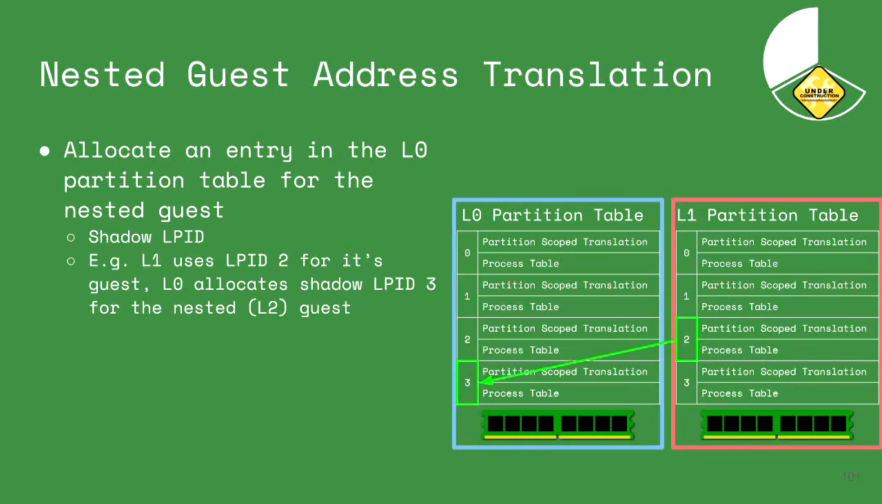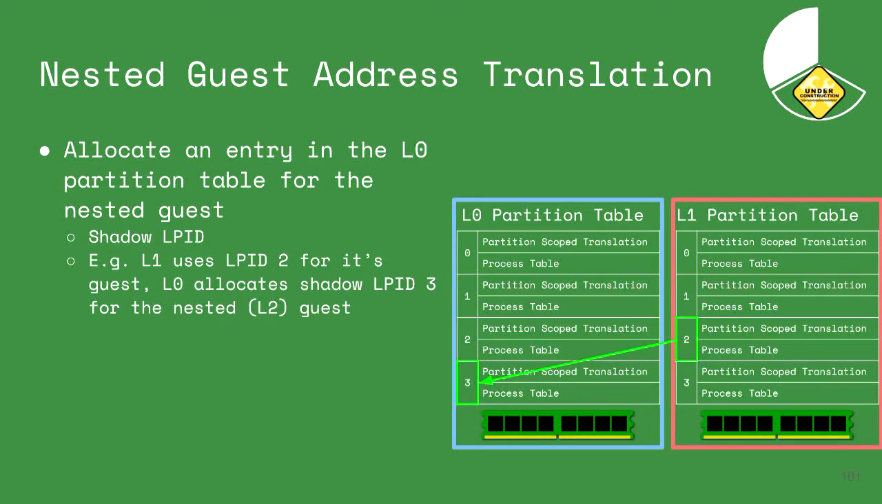So we always just use this level 2 partition table, which now contains entries for both normal guests and nested guests. So what do we need to do? We need to allocate a shadow LPID for our nested guest. And this is the same as any other LPID. We're just calling it a shadow LPID because it refers to a nested guest.